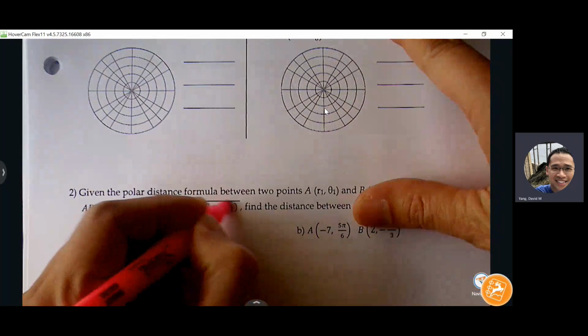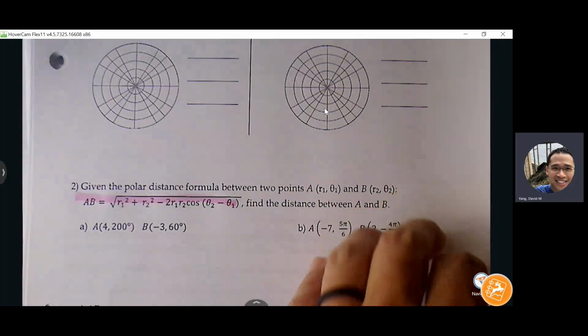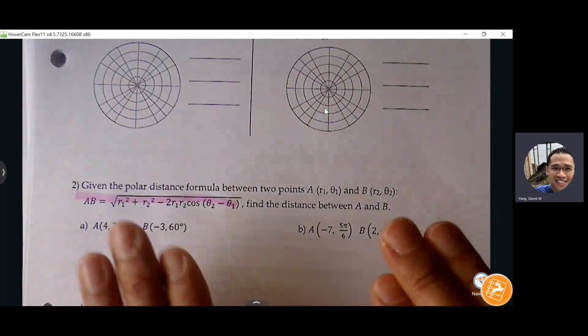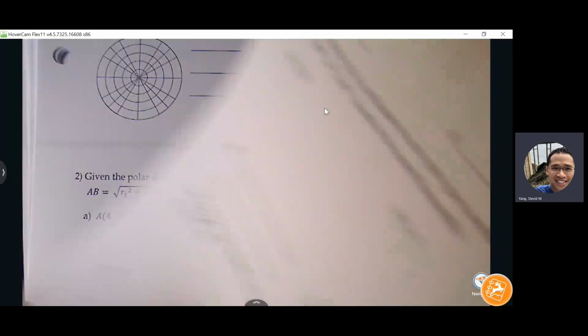And then I will give you this formula. Do you see that on the board? Yeah, I'll leave that on the board up there. The distance formula for polar. Okay. All right. I think this is pretty straightforward. You guys can do this on your own. So let's go to the next page.